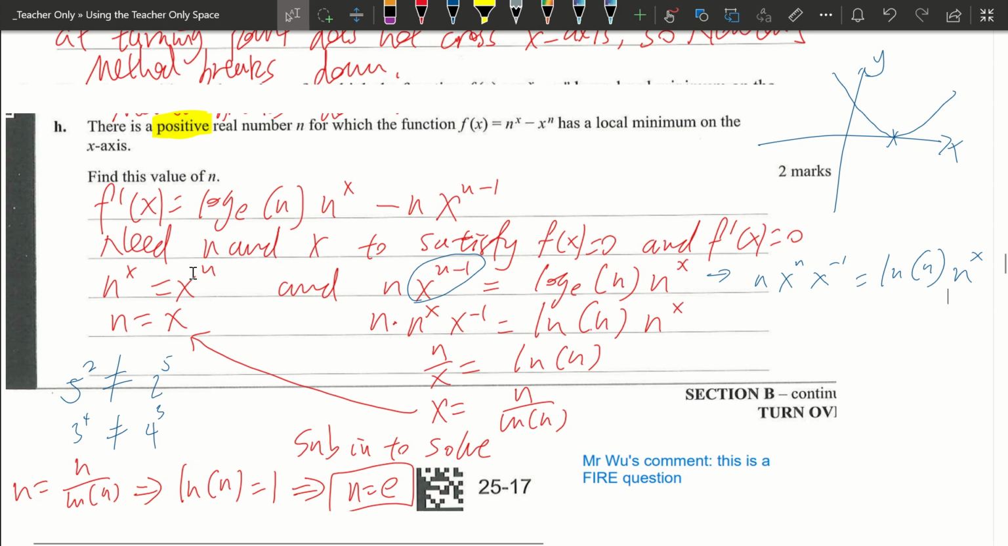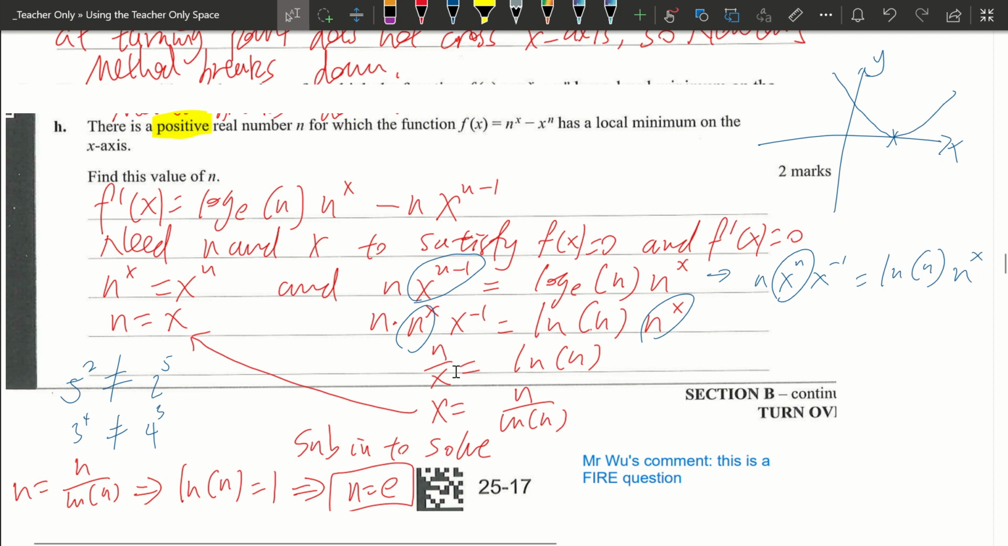But where am I? X to the power of n is equal to n to the power of x. Right? That's what I said before. I said before that for f of x equals 0, I have to have this equation hold true: x to the power of n is n to the power of x. So that's all I did. I took this and I replaced it with n to the power of x. So my next line is n times n to the power of x times x to the power of negative 1 equals ln n times n to the power of x. But I have this common factor on both sides, so I divided them. So all I have now is n over x equals ln n.